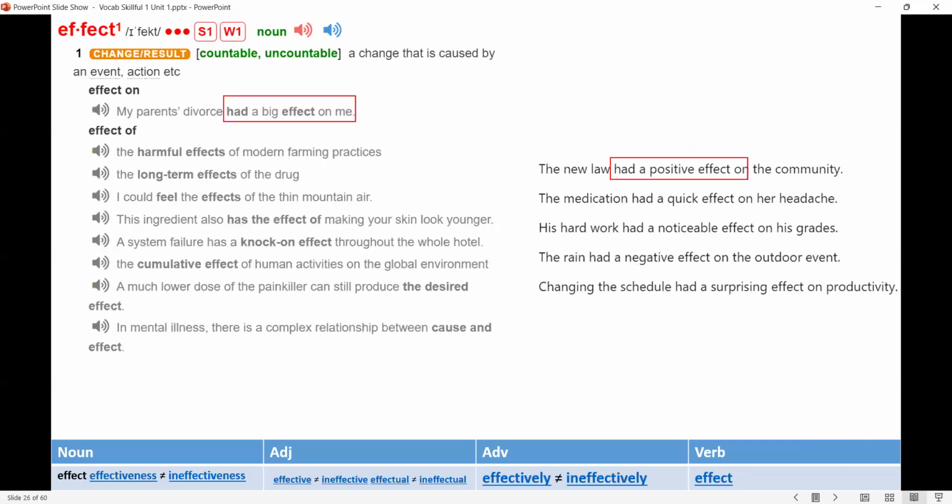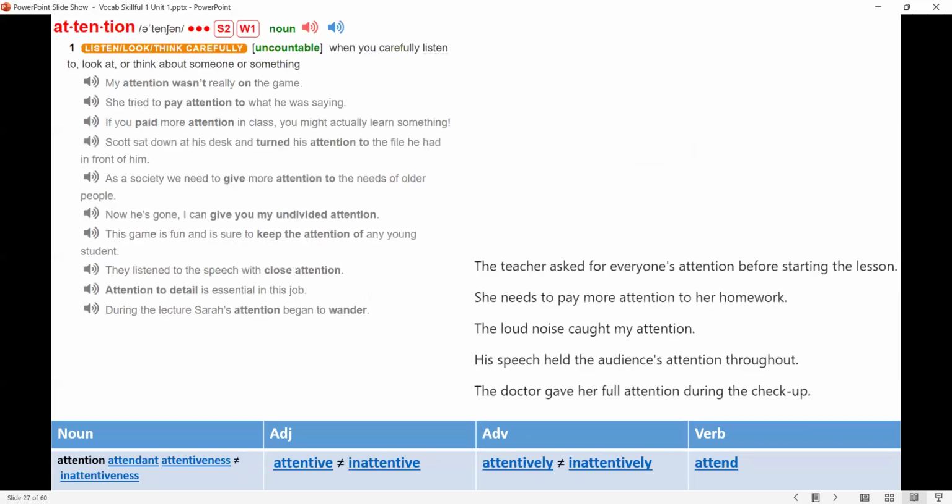Effect. Effect means change, result, a change that is caused by an event or action. You can say have an effect on somebody. My parents' divorce had a big effect on me. The new law had a positive effect on the community.